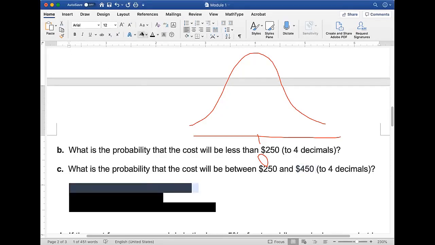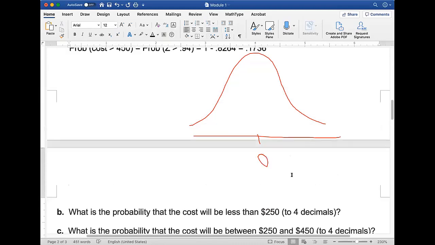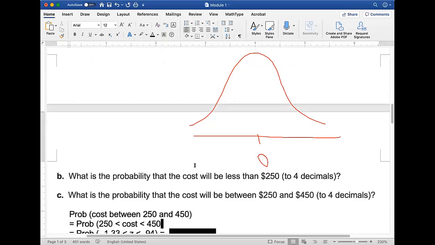Okay, so you want to figure out the probability between that. You want to convert 250 and 450 into their respective z-scores. So what did I do? Good, I convert them to their respective z-scores. 250 has a z-score of minus 1.33. 450 is 0.94, which is what we just calculated here, right? You have already done the calculation. You know it's 0.94. Okay, good.